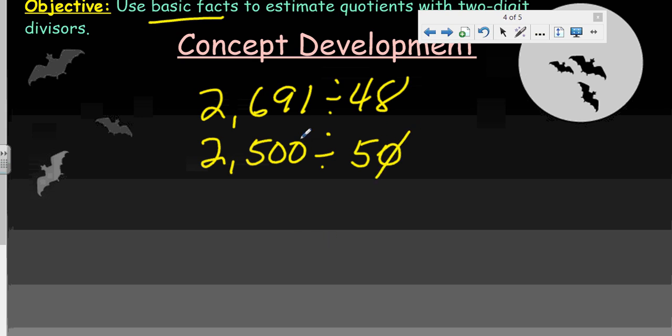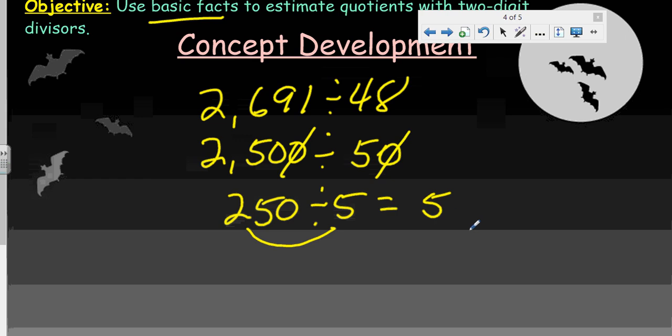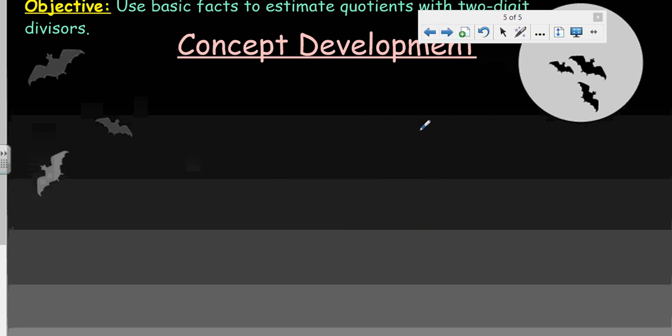Now we have our power of 10 we can remove. Now we have 250 divided by 5, much easier to figure out. Just take our simple facts here: 25 divided by 5 is 5. And then, of course, we bring our 0 over. Now we have 50. So 50 times 5 is 250. This stuff's really easy. Okay, do one more and then we're done.